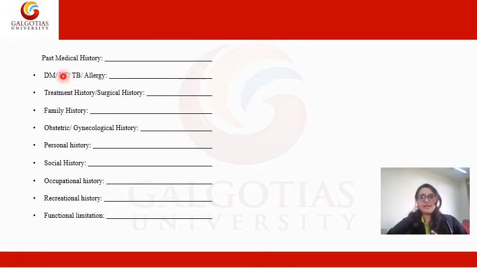Next, we have past medical history, which may generally include if the patient has diabetes, hypertension, tuberculosis, or allergy. Just write it down, and in the bracket, you will write: is it controlled by medications or is it not controlled by medications? Then, any kind of treatment history for the particular problem the patient has gone through in the past, or is taking painkillers, or any kind of surgery the patient had in the past.